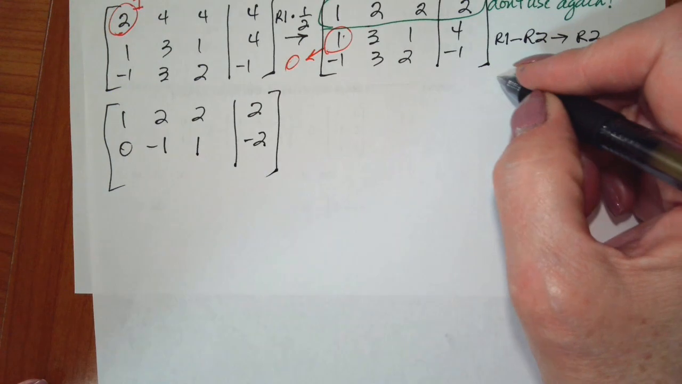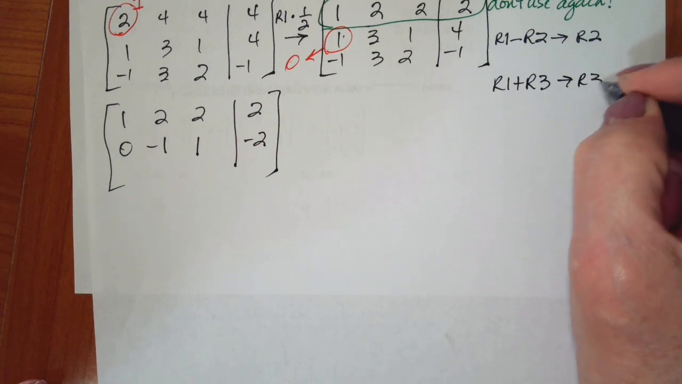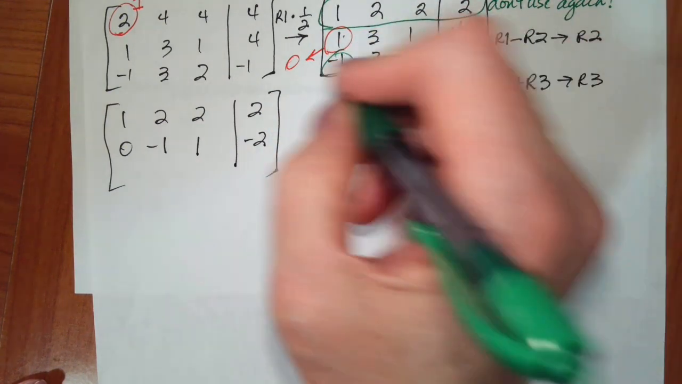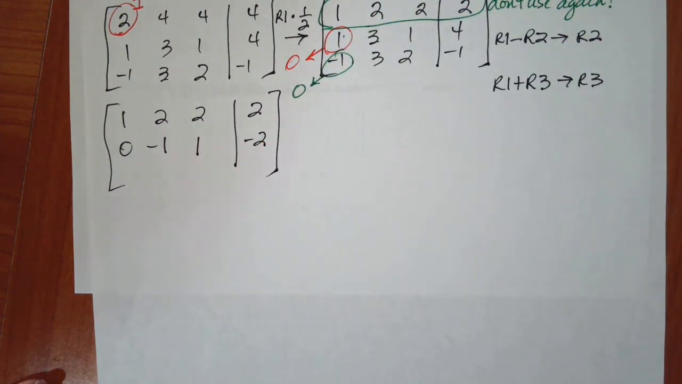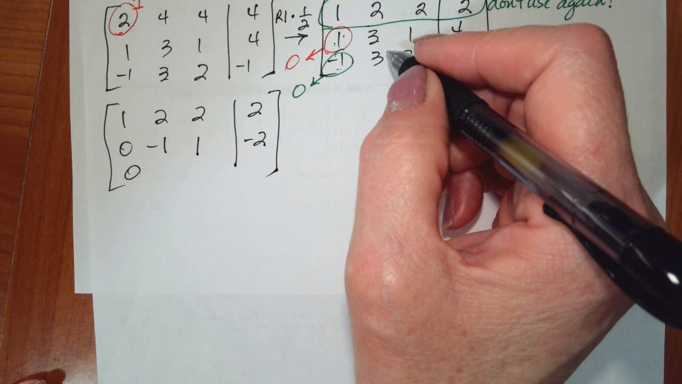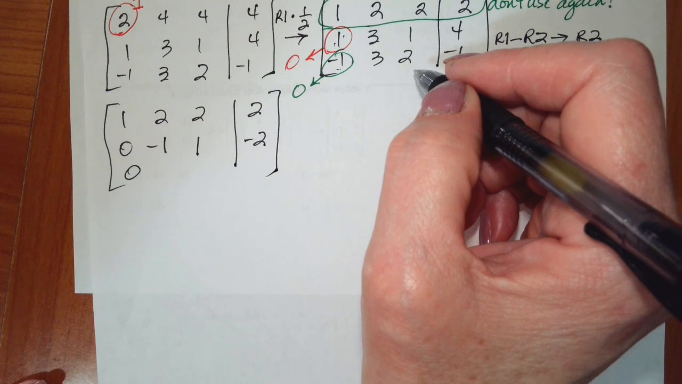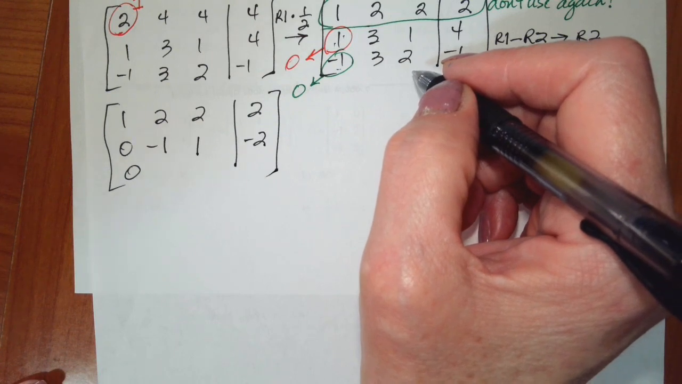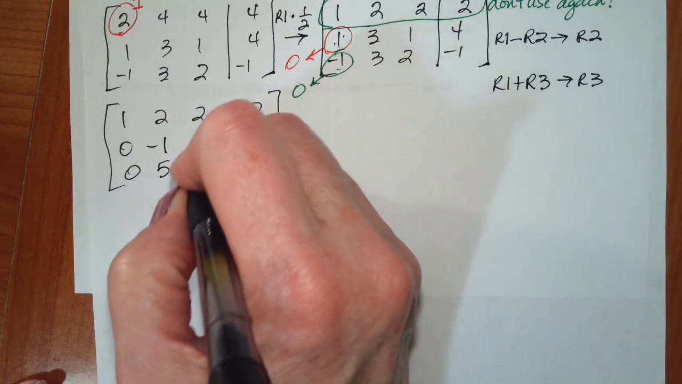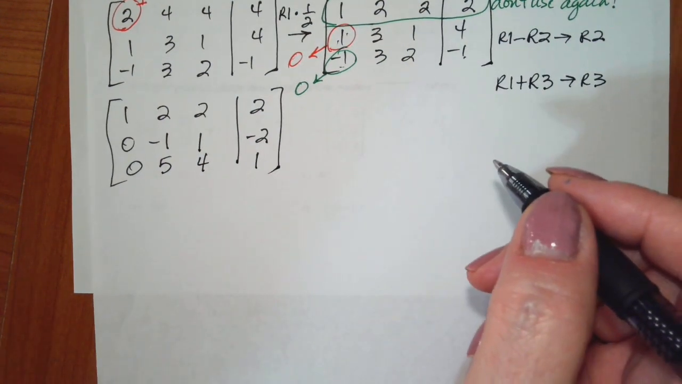And then if I add row 1 plus R3 and put it into R3, that will make this a 0. So 1 plus negative 1 is 0, 2 plus 3 is 5, 2 plus 2 is 4, and 2 minus 1 is 1.